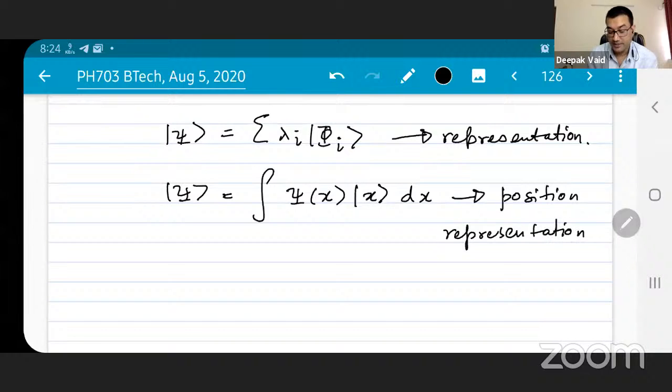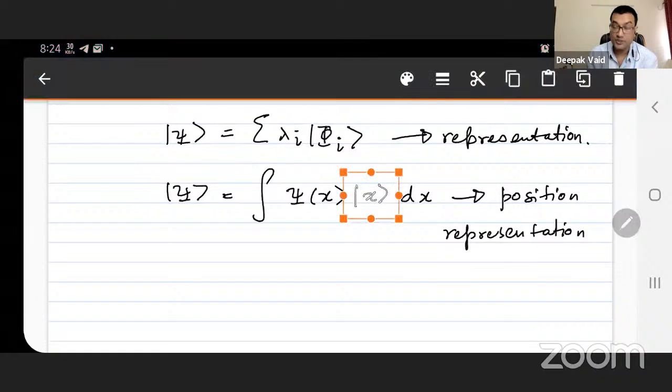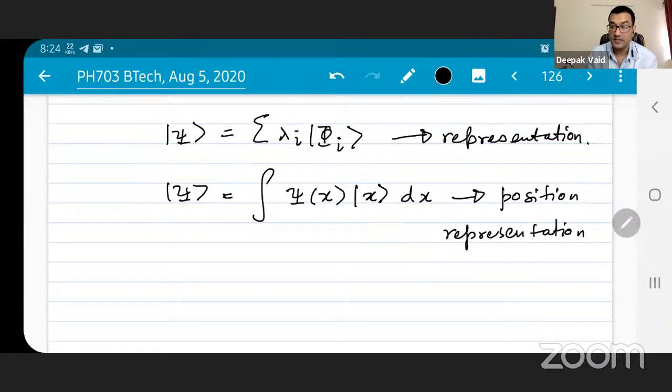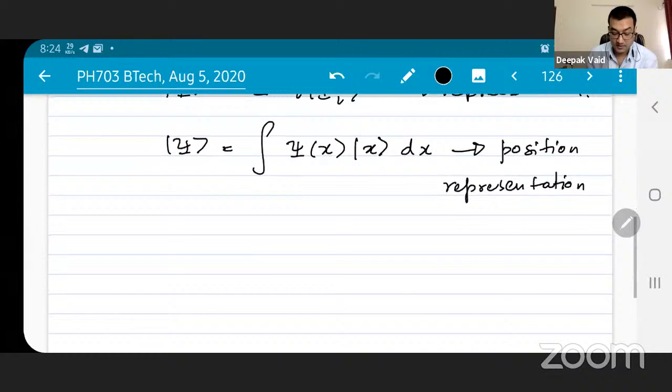We take our basis states to be the position eigenstates. Basically, the position operator acting on these states just gives you the position of the particle, the location x.